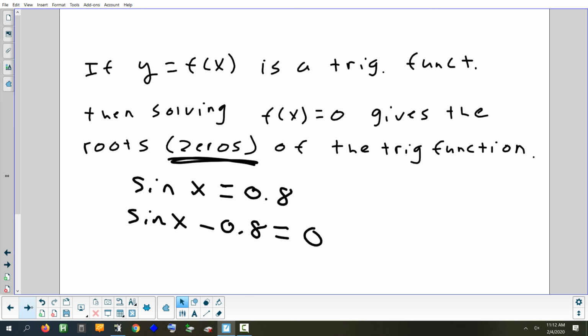So when it's equal to 0, they just call it something different. You're finding the roots. When it's not equal to 0, you're finding the intersections. But the answers are the same, because it's the same equation. Questions on that idea?